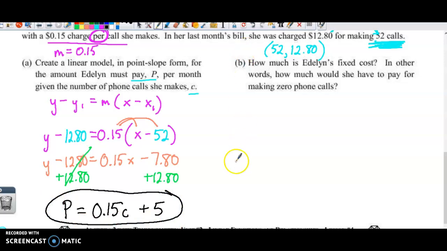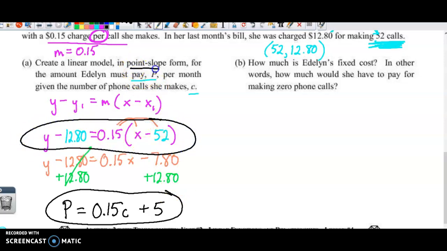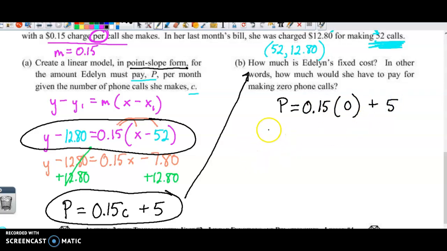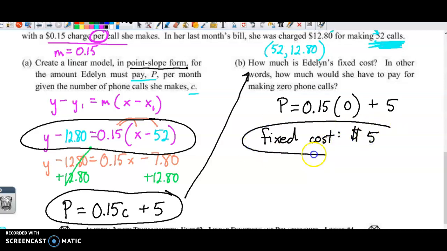So based off of reducing the problem like that, and I guess I could have stopped up here because they wanted the problem in point slope form, but this will help us answer what her fixed cost is. Well, how can you figure out her fixed cost if she made 0 calls? And 0 times anything will be 0, so it might make sense that her fixed cost is $5. So in other words, how much would she have to pay for making 0 phone calls? $5. Hopefully that makes sense.